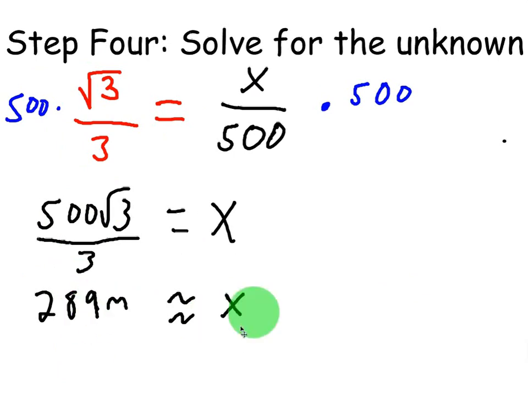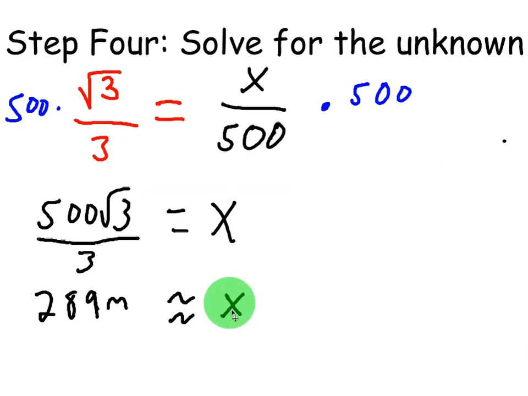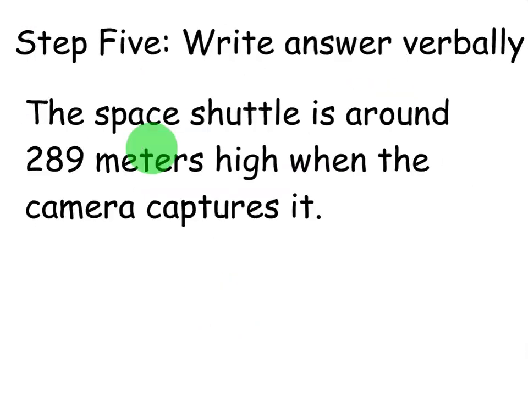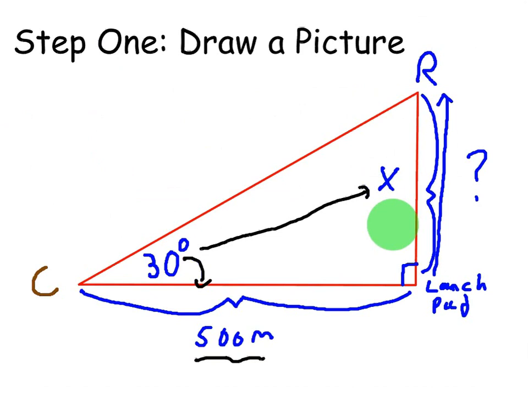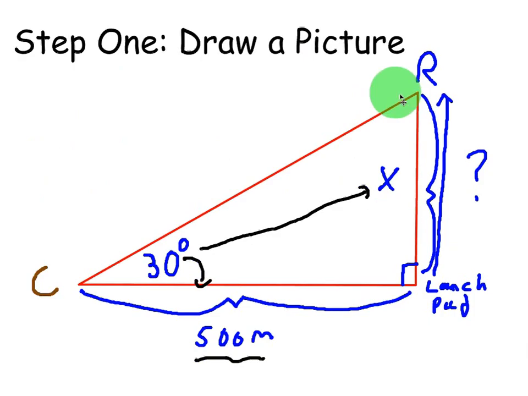Either way, we get 289 meters when we round it equals x. That's just the answer we got here, rounded. So final answer, putting that into context, the space shuttle is around 289 meters high when the camera captures it. Again, that's what the question asked, how high is the space shuttle? And in the context of the picture, this would be 289, the height of this triangle.